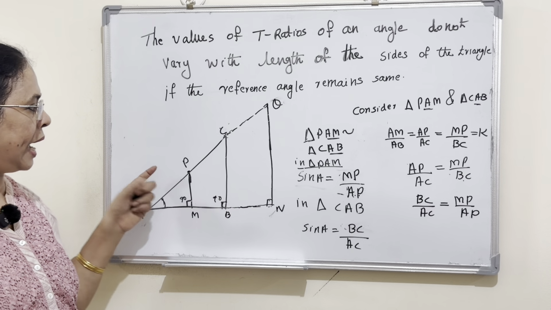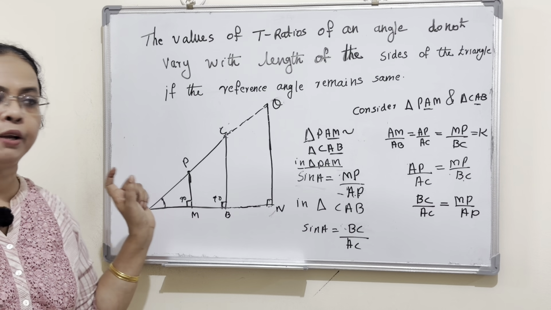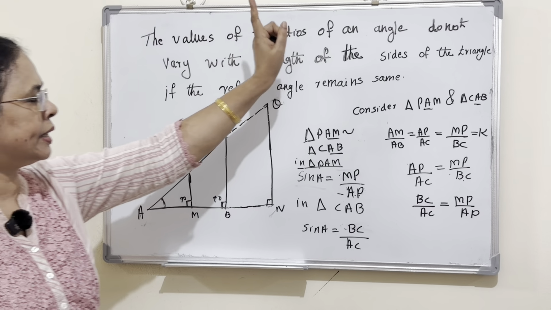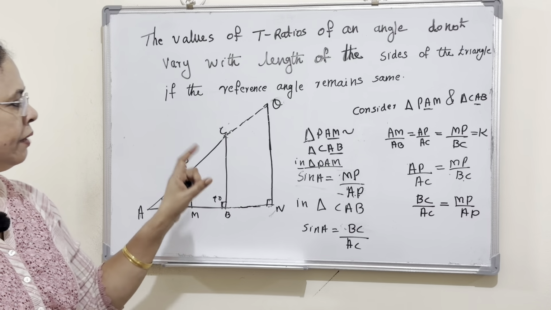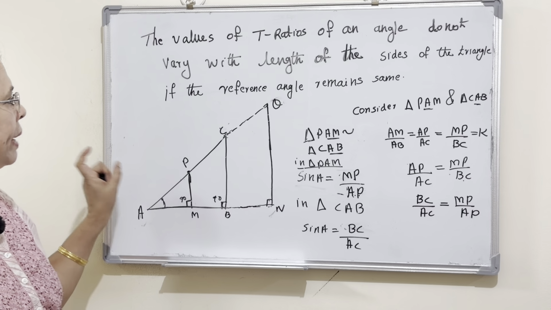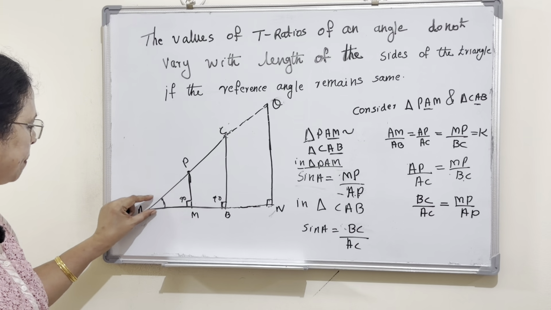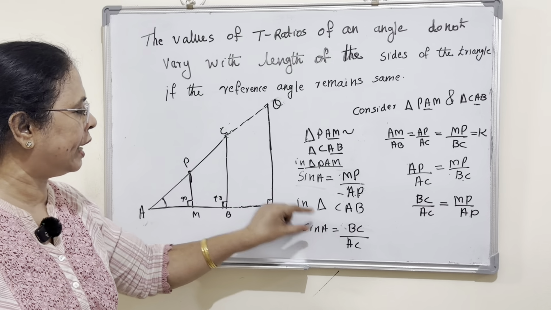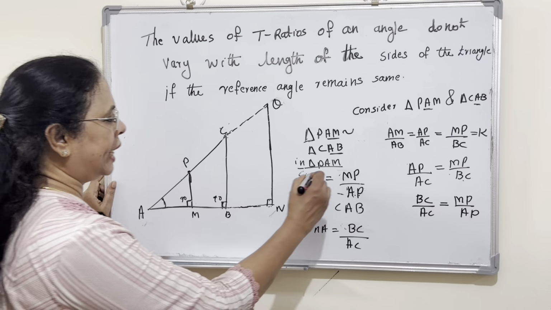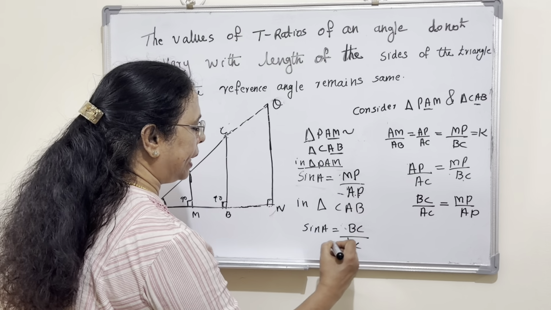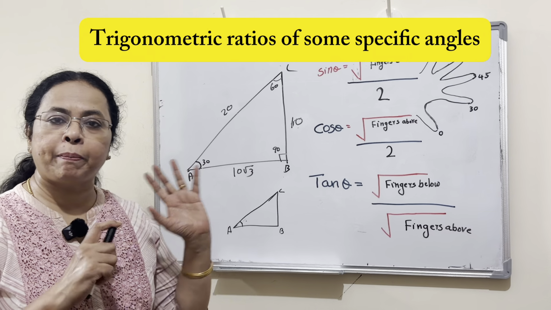So if you have different big triangles, but take the same reference angle, the values of the trigonometric ratios of that particular angle do not vary with the length. Here length increases but the ratio will be same. So we understood that sine of angle A for the smaller triangle and for the bigger triangle are both the same. Sine A here is MP by AP, here it is BC by AC. So this is the big breakthrough in trigonometry.